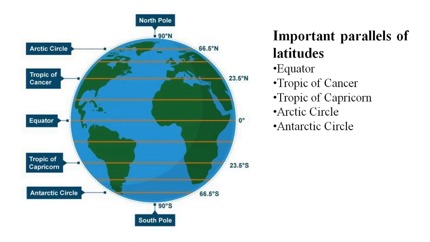Important parallels of latitudes are: equator, which is 0 degree latitude; Tropic of Cancer, which is 23.5 degree north latitude; Tropic of Capricorn, which is 23.5 degree south latitude; Arctic Circle, which is 66.5 degree north latitude; and Antarctic Circle, which is 66.5 degree south latitude. These are some important latitudes which are mostly used while studying the climatic conditions of the world.